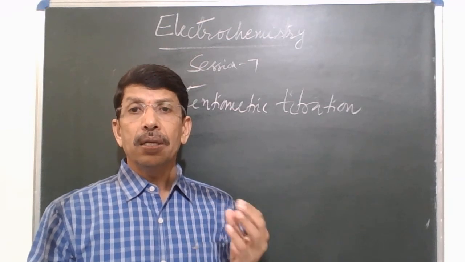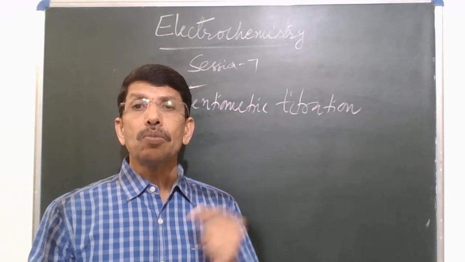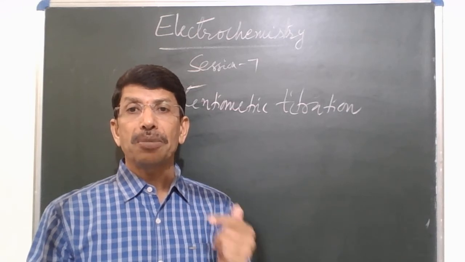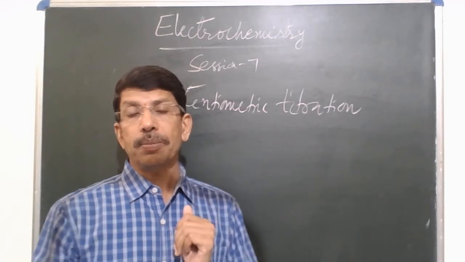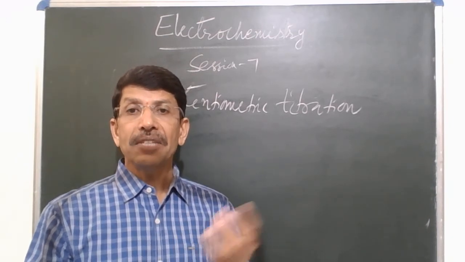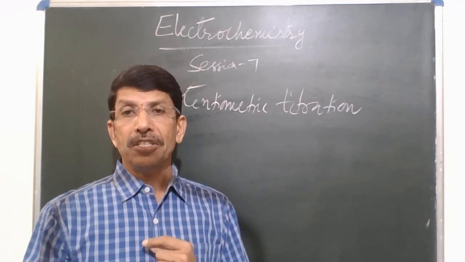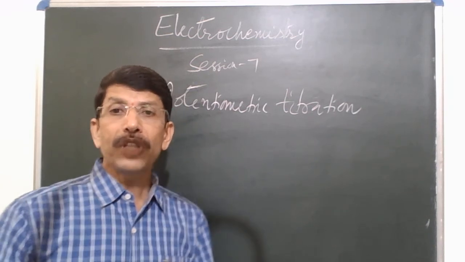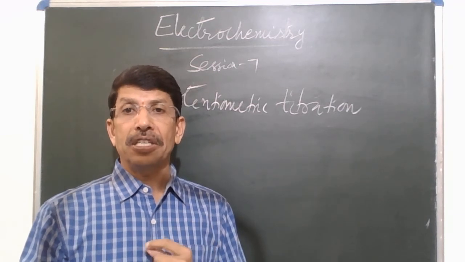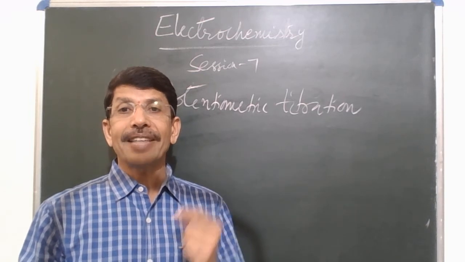So what are these instrumental methods of titration? In potentiometric titration, we determine the EMF of the solution for different volumes of titrant added. In the conductometric method, we measure the conductivity of the solution for different volumes of titrant added. In spectrophotometric titration, we measure the absorbance of the solution. In amperometric titrations, we measure the amount of current passing through the solution for different volumes of titrant added.